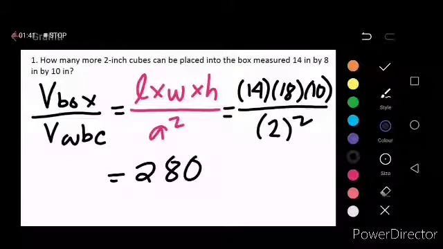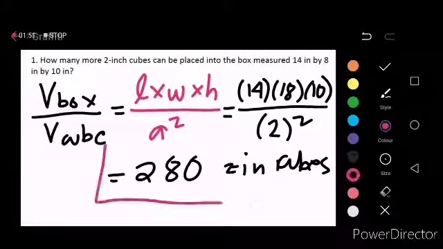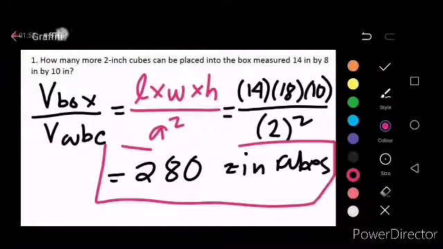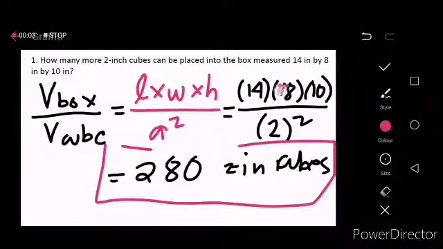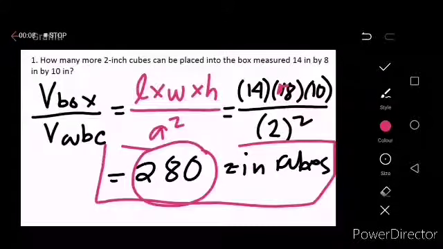So we can place 280 2-inch cubes inside the rectangular box. Oops, typo error. Walang 1 dito. Pero don't worry, the answer is still 280. Nagkamali lang ako kasi 8 to ng sulat. Pero sa calculator ko, it's 280 and it's 8.